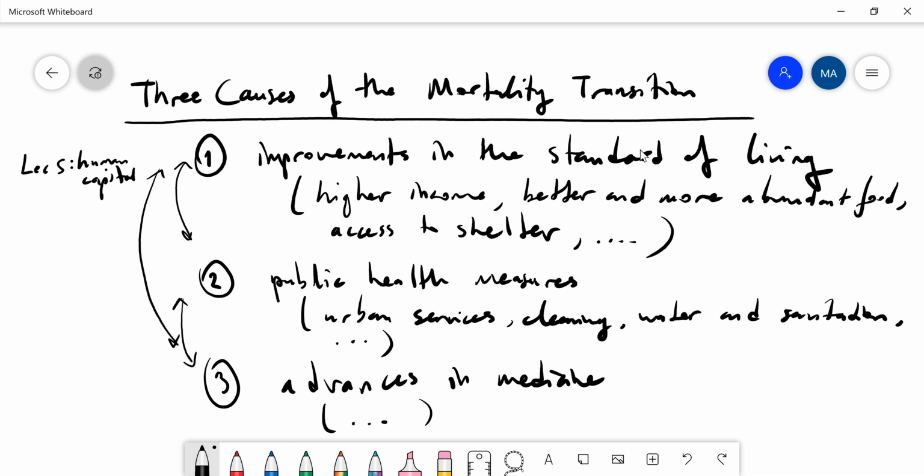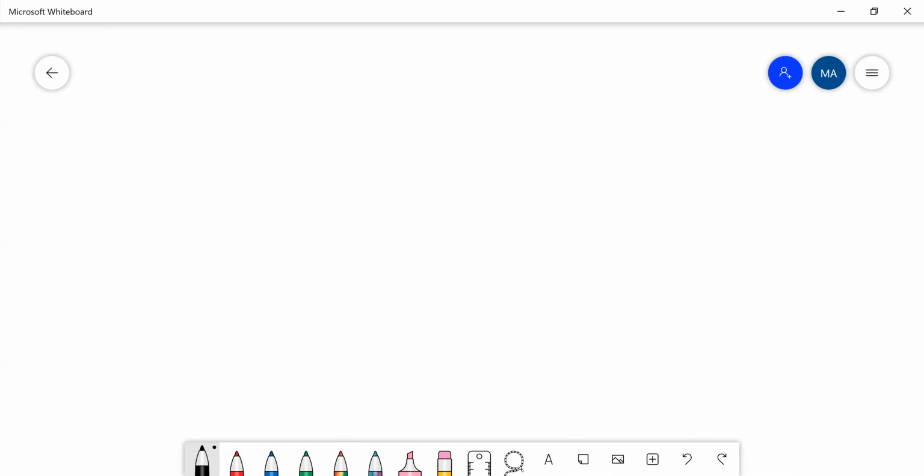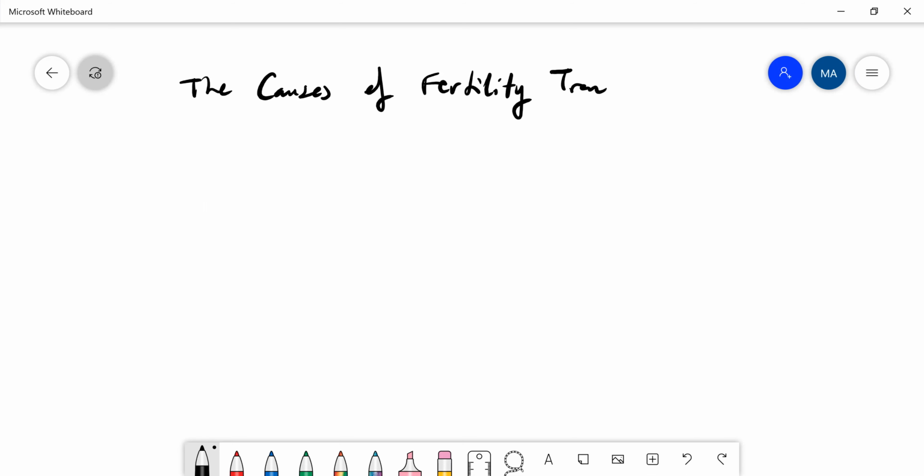Okay, so next week we're going to discuss some of these interlinkages. But for now, that discussion is sufficient for us. Okay, so that's the mortality part. What about the fertility part? The causes of fertility transition, or fertility revolution.